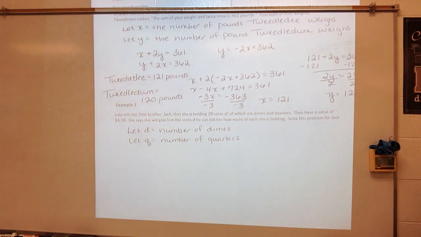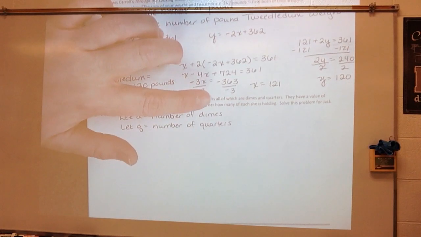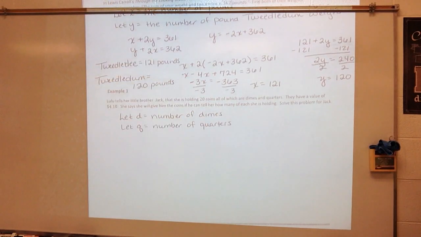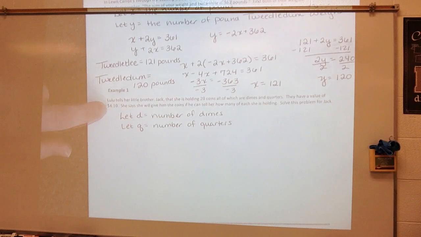Okay, so there are two pieces of information here that I know. I know how many coins I have. I know I have a number of dimes and a number of quarters that equal 20. I also know the total amount that she has. So that's what I'm going to use to set up my two equations.